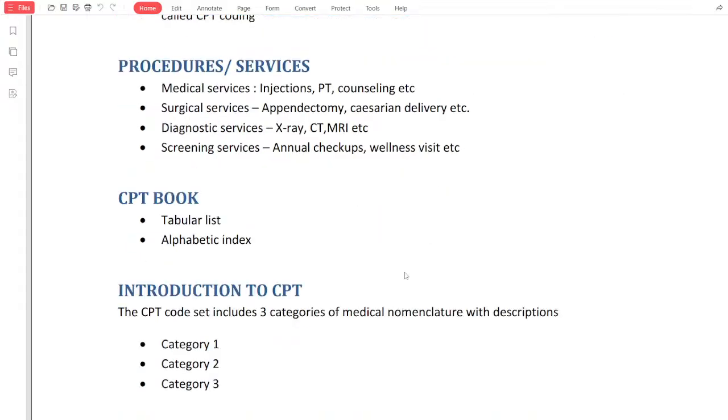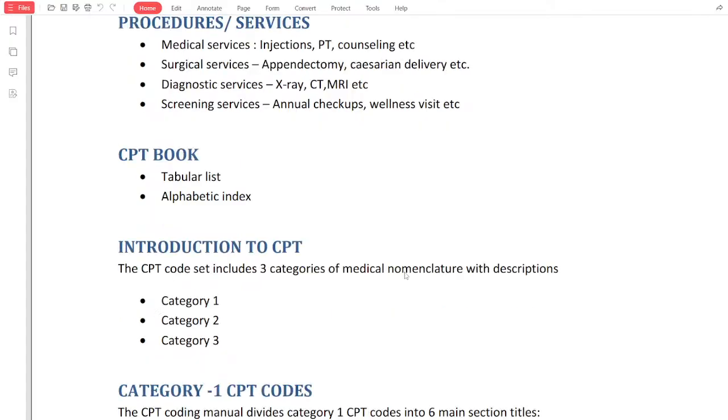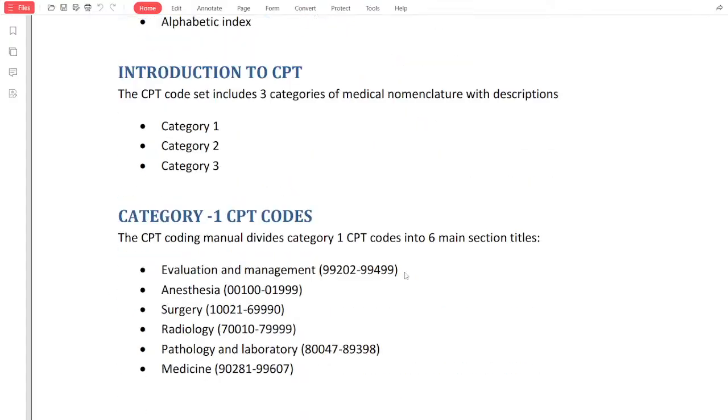Our CPT books are classified into two main sections: the tabular list and the alphabetic index. Clear? The tabular list contains three categories: category 1, category 2, and category 3. Category 1 contains the CPT codes, and it is divided into six main sections. You can just open your textbook to see the six main sections.